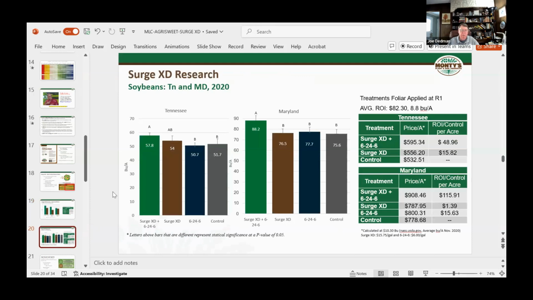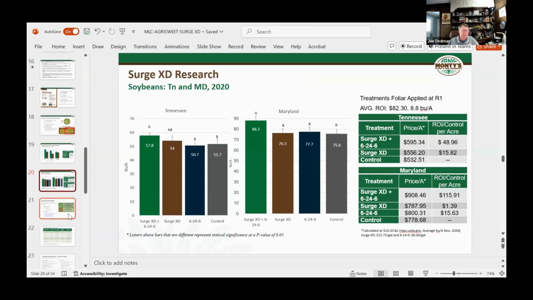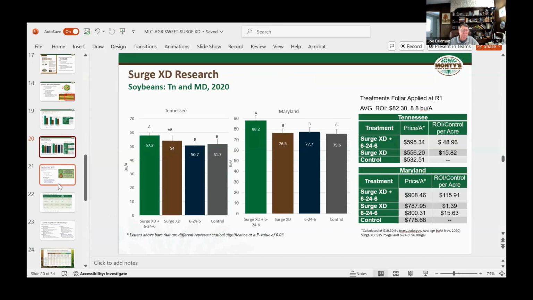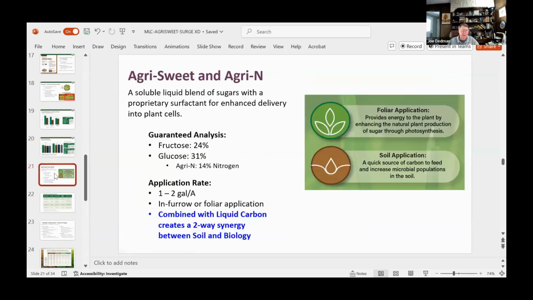There's another one where we took a look at Surge plus a starter, Surge by itself, the starter by itself, and then the control. So you see over to the right the difference that it makes in all of that, especially the return on investment that we all must focus on to keep our farmers in business. And then I'll share just a little bit about our sugar.